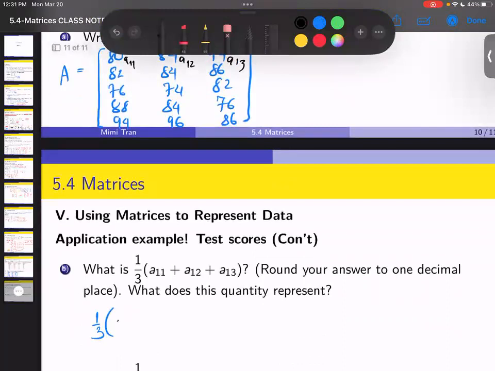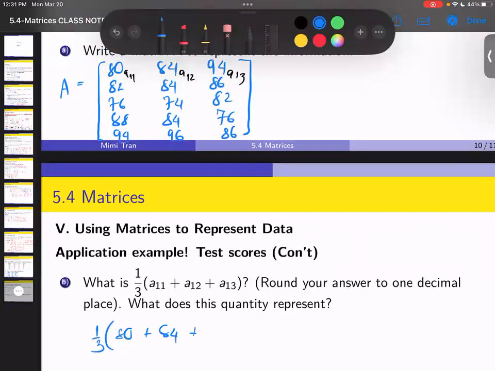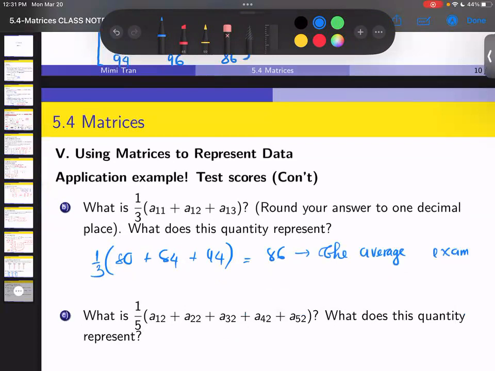Everybody can do this, but you gotta know what you're doing, not be a machine. What does this quantity represent? Average of what? Of which student? Student A, right? The average exam score of student A.